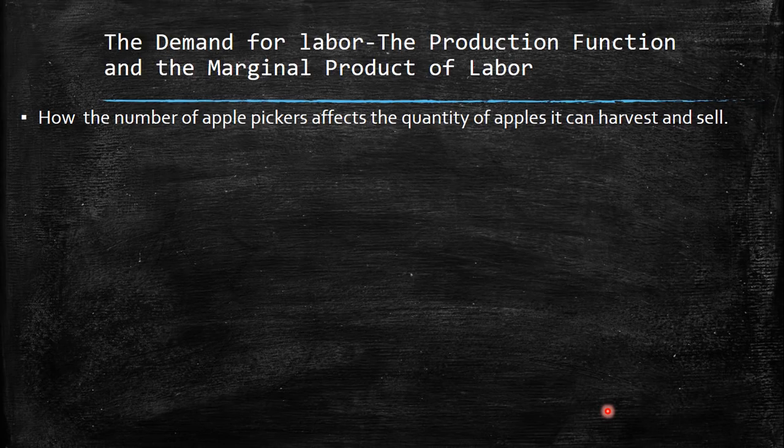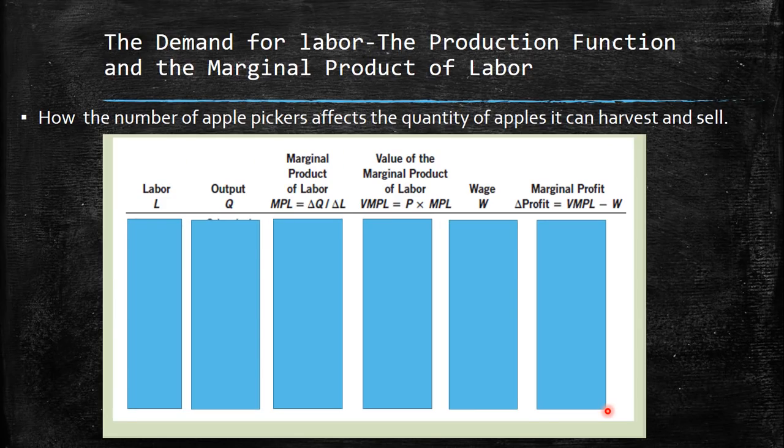Then the idea is that we need to establish how the number of apple pickers affects the quantity of apples it can harvest and sell. So here we have the result of that table, so maybe we can grasp the idea better. Here we have the labor, so it means the number of workers. Here we have the output, the Q, the quantity of apples that we will pick. Here we have the marginal product of labor. Remember the marginal product of labor: when we talk about economists, we usually talk at the margin. So we say how it changes when the input changes by one unit.